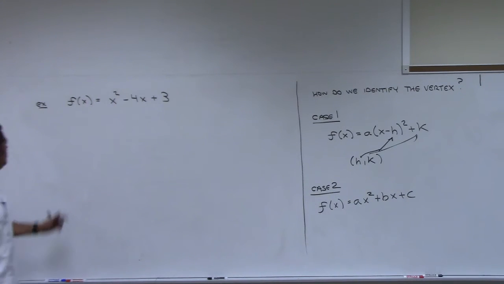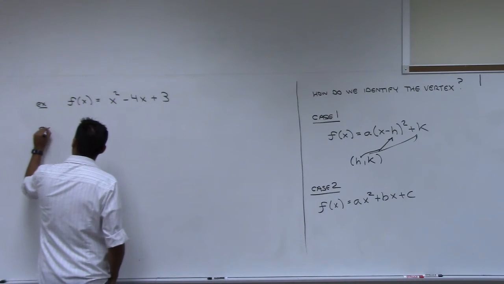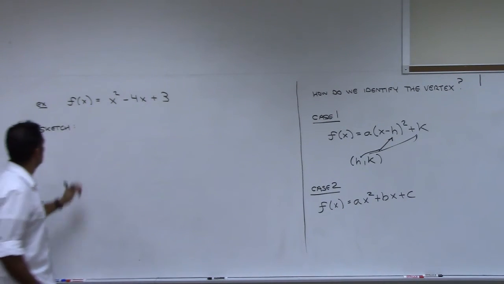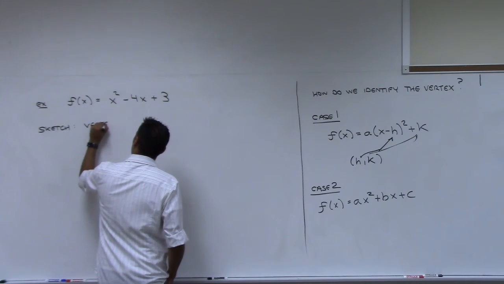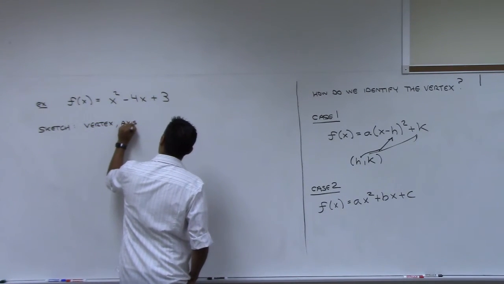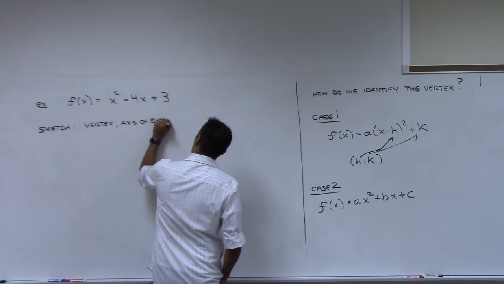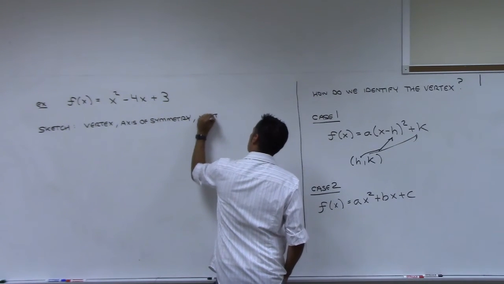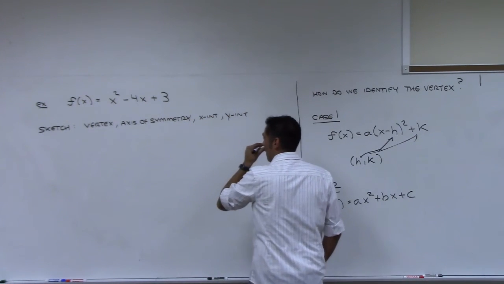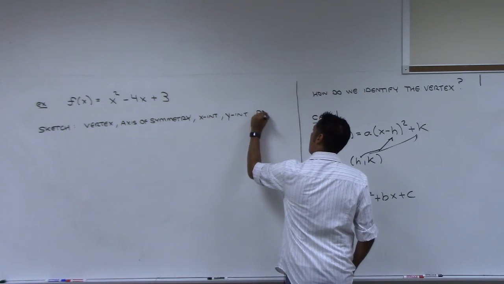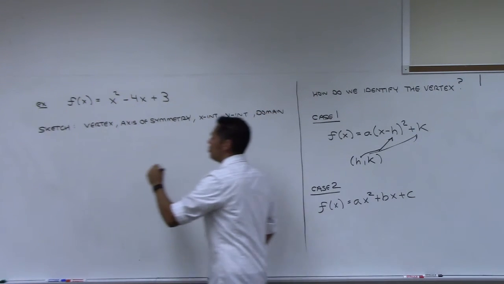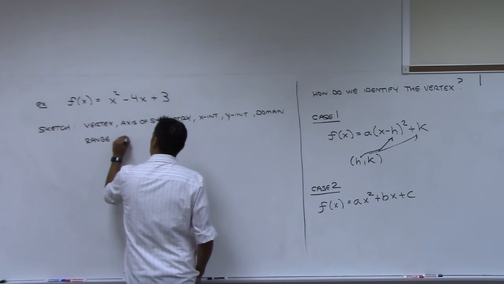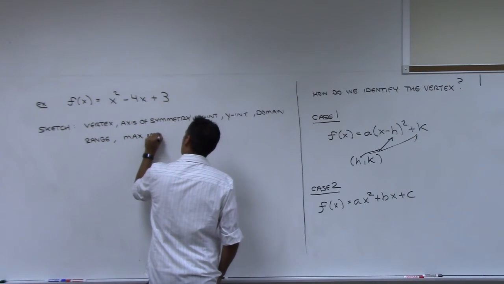What I'd like for us to do is sketch this. And what I mean by that is I want the vertex, I want the axis of symmetry, I want the x-intercepts, the y-intercept, anything else, domain, range, the max or the min, all right?